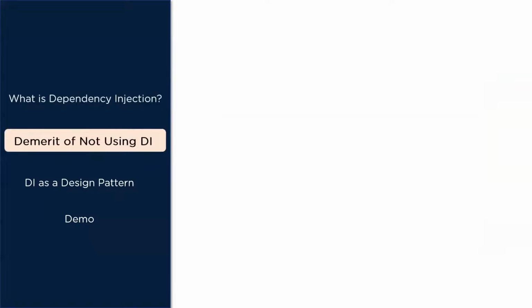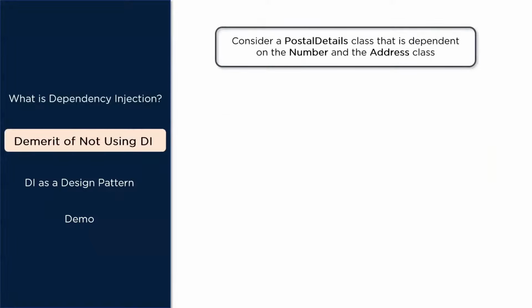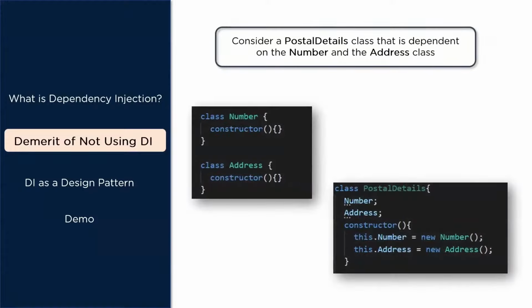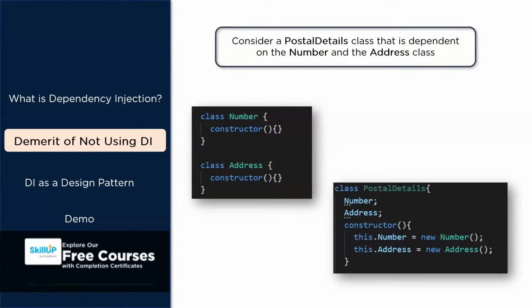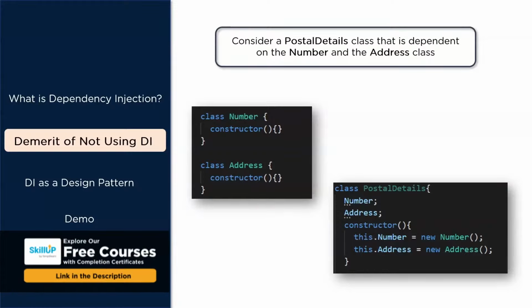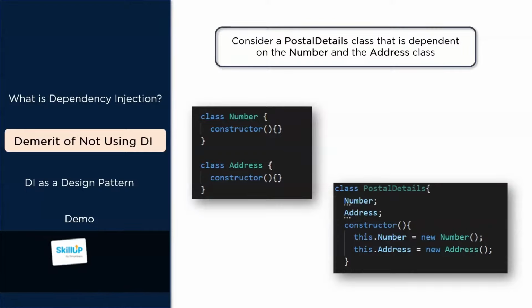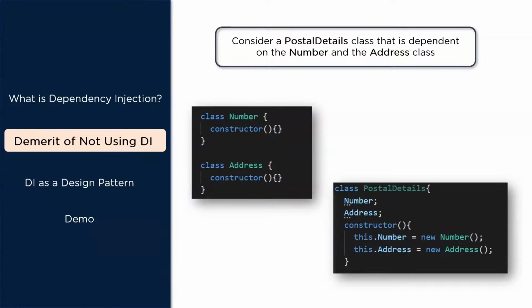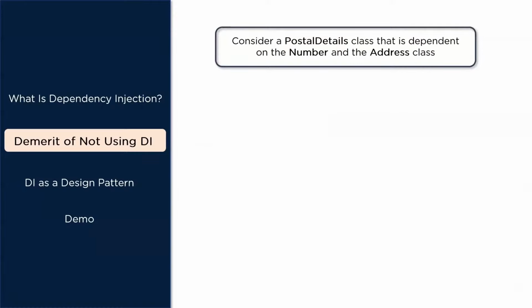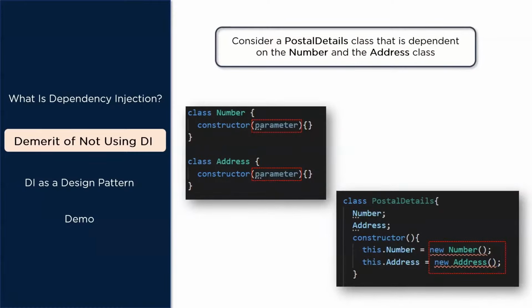Next up, let's have a look at the drawback of not using dependency injection. Now let's consider class postal details that is dependent on the number and the address class. In the postal details class, the constructor creates copies of the number and address. So when you instantiate a new postal details class, the constructor instantiates a unique number and address. Now, although this looks simple, there's a problem with this code. Let's assume that the number and address class constructors now accept parameters. When we change the number class, the postal details class gets broken.